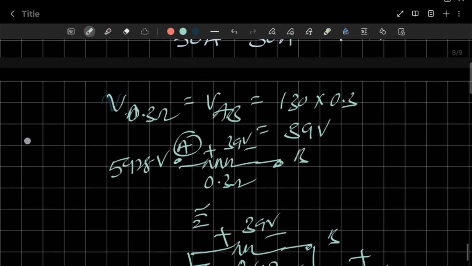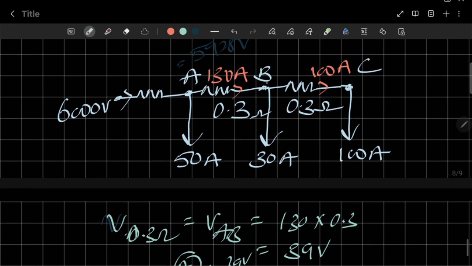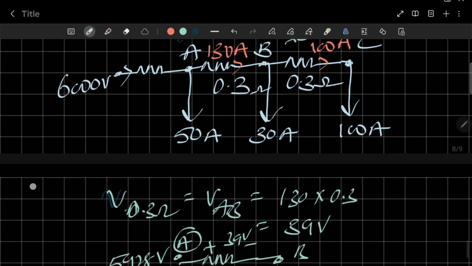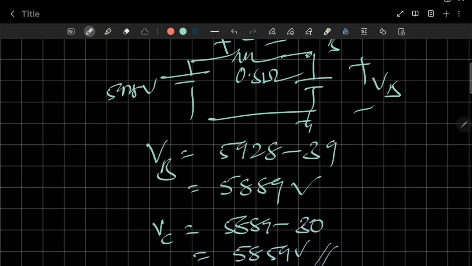Similarly, we have to calculate the voltage at node C. Okay, after getting the voltage at node B, we need to calculate the voltage across this particular 0.3 ohms. Once again, one more 0.3 ohms is there. How much will we get for that one? It is simply 30 volts. So we simply have to subtract 30 volts from this one. So VC is equal to 5889 minus 30, that is equal to 5859 volts. In this manner, we can calculate the node voltage C.